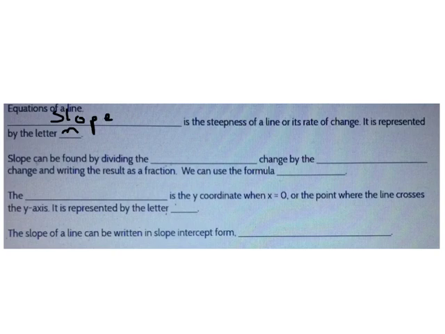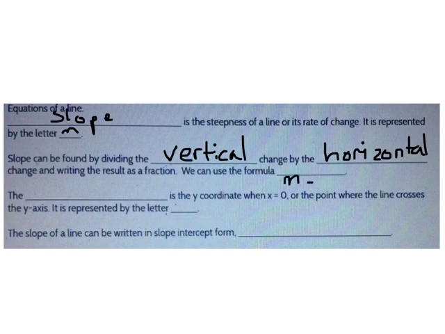Slope can be found by dividing the vertical change by the horizontal change and writing the result as a fraction. We can use the formula m equals y2 minus y1 over x2 minus x1.